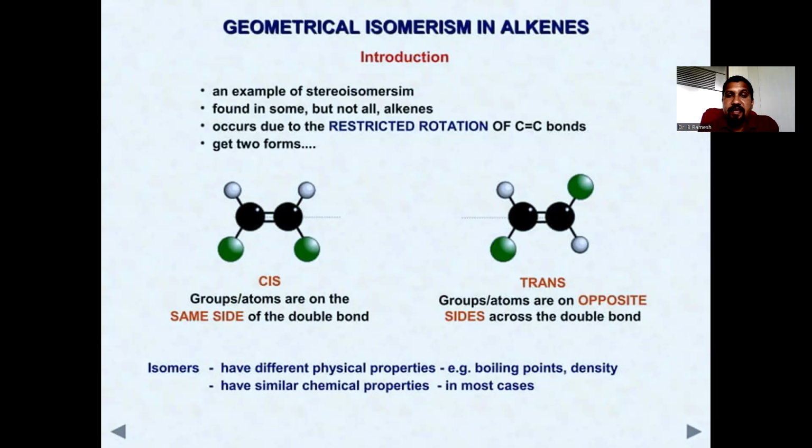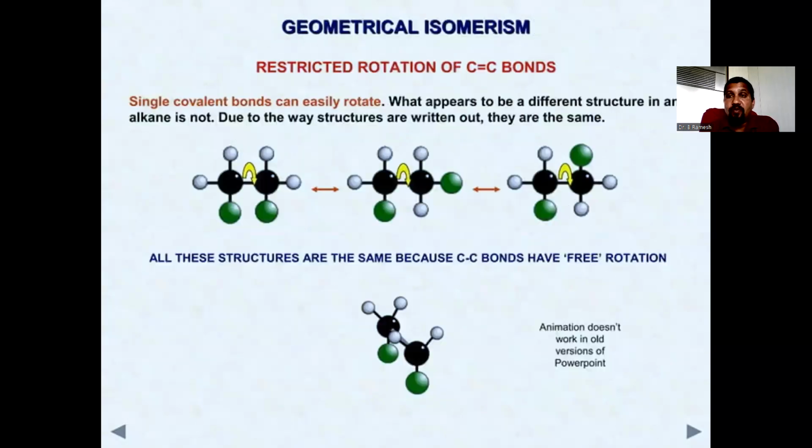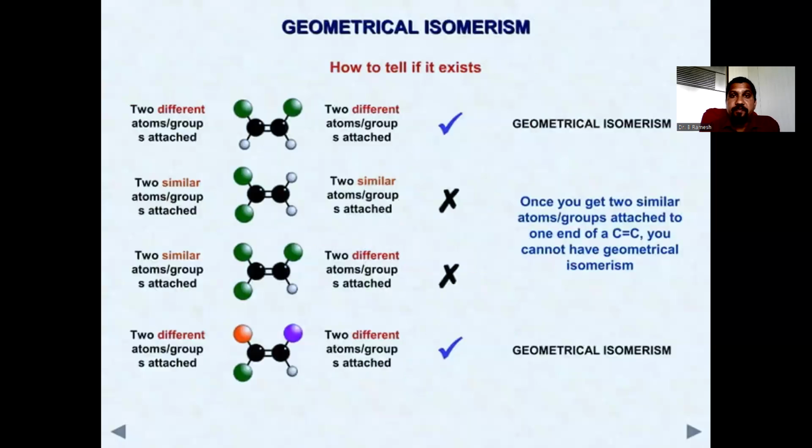Here, cis and trans have different physical properties like boiling point and density, but sometimes they may have the same chemical properties. If the compound has a double bond, it restricts rotation. That's why we read geometrical isomerism in two forms, cis and trans. Next, how can we read the different compounds? Which one is correct, which one is the same?